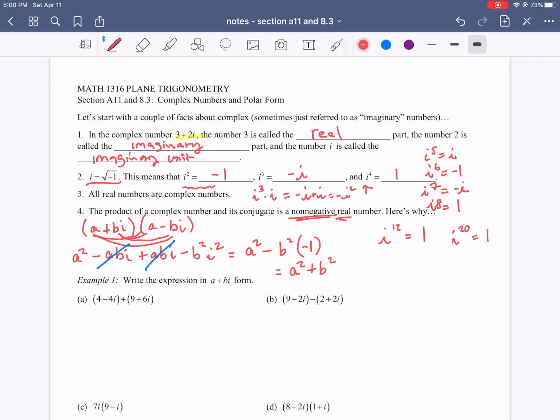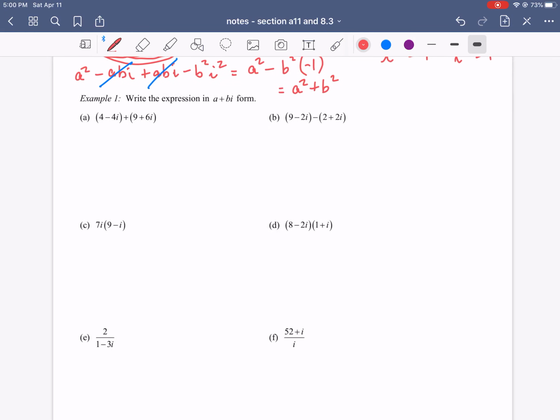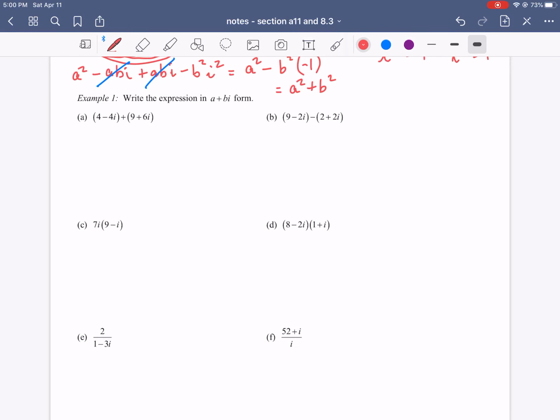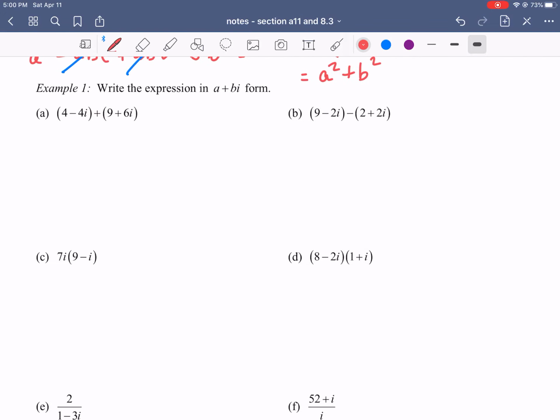The result will always be a non-negative real number. Okay, so in example 1, we're going to jump into just some review of imaginary numbers. Some of these problems are going to be pretty basic as we work through these, but just as a reminder on how to do some of these things as we focus in on imaginary and complex numbers today.